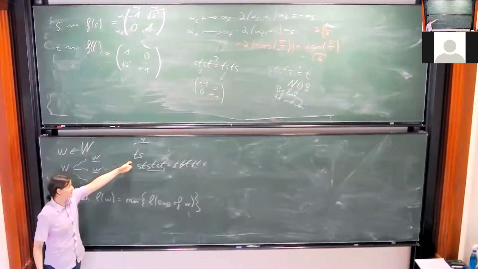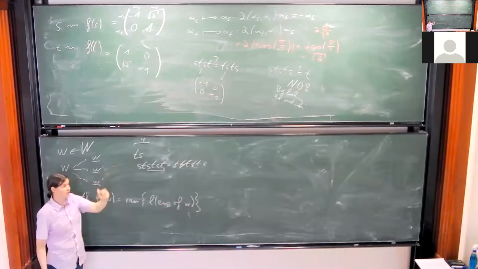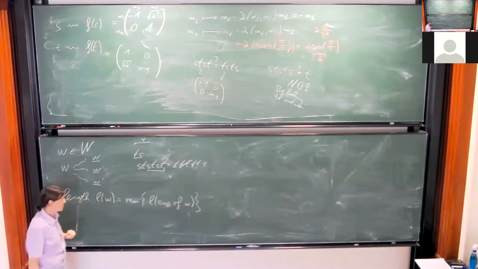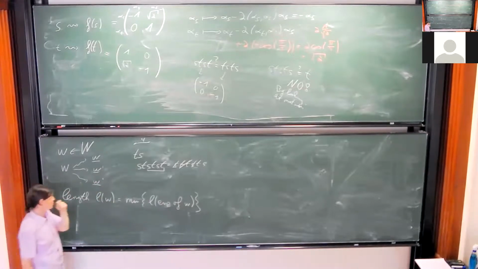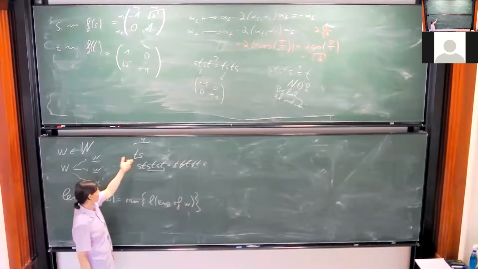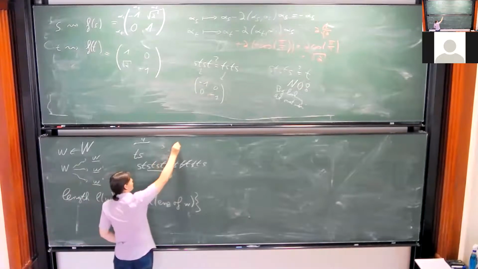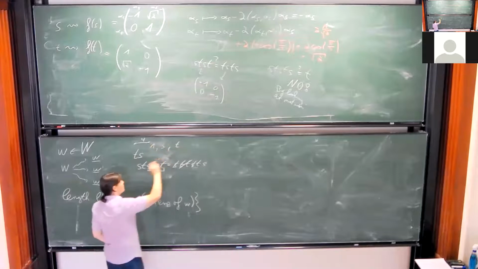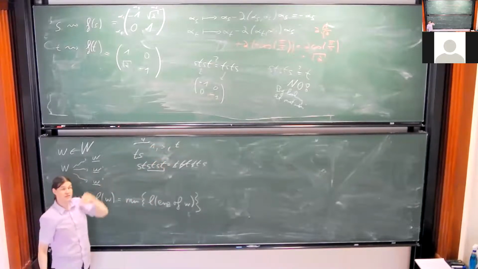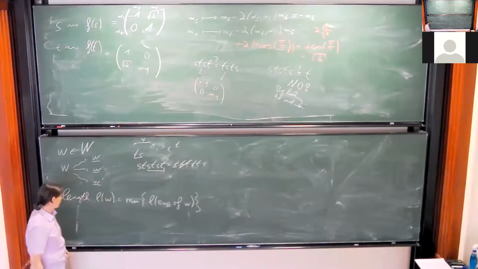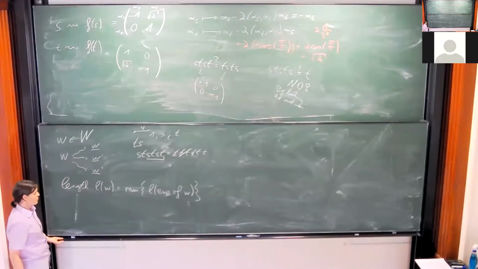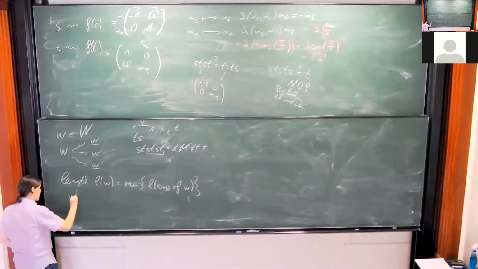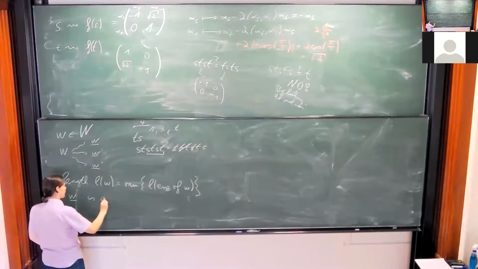And how could you check that the length is 2? I mean, there might be a shorter expression. Well, we can use Tits' theorem. You could check that everything that is shorter would be ST or 1. All of them have different matrices, so this is a reduced expression. And what is a reduced expression? Well, w underline is a reduced expression.